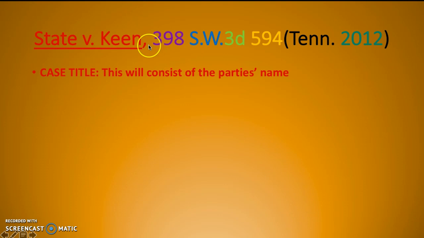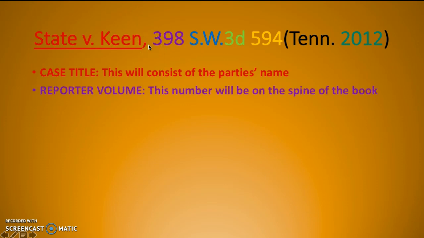The purple 398 is the reporter volume. And that is the volume. This number will be on the spine of the book. So you all know that when you go to a library, how all the books are placed on the shelves. On the spine of the book, you will see this number.